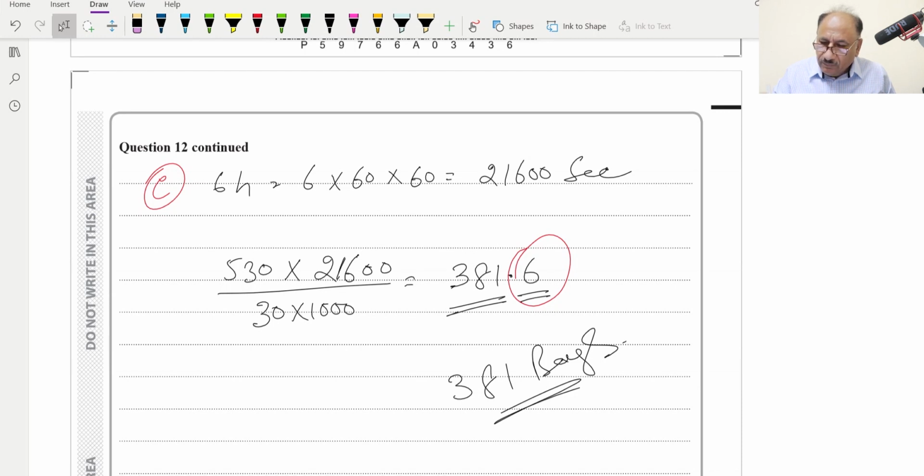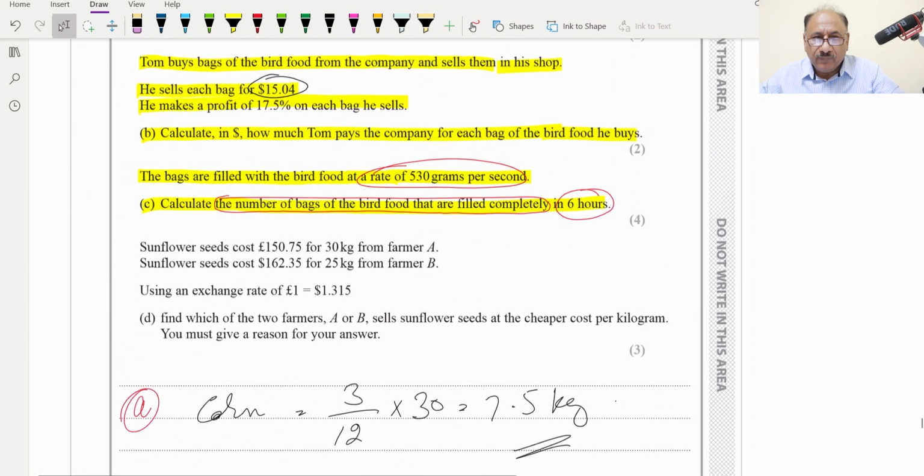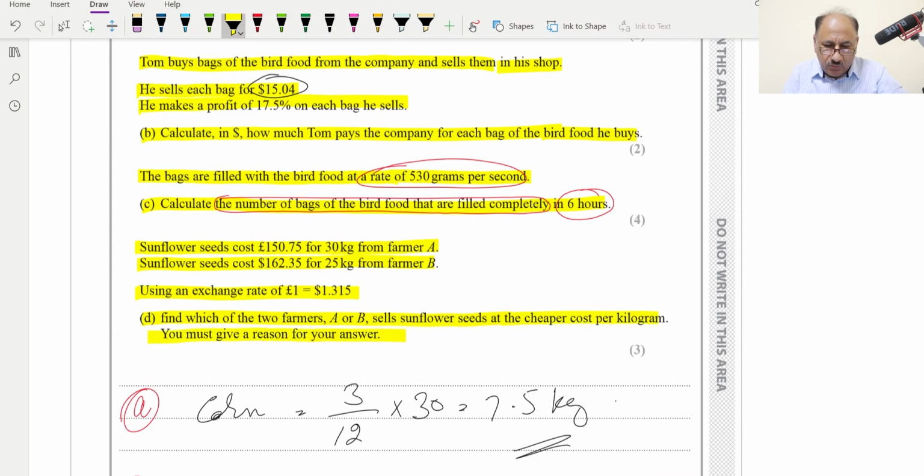Now next they are saying D part. Sunflower seeds cost this many pounds for 30 kg from farmer A. Sunflower seeds cost this many dollars for 25 kg from farmer B. And this is the conversion ratio. Find which of the two farmers A or B sells sunflower seeds at a cheaper cost per kilogram. You must show your working.